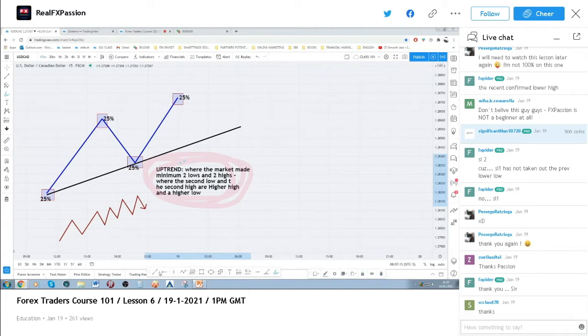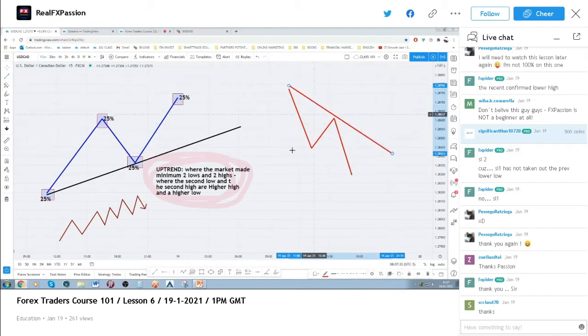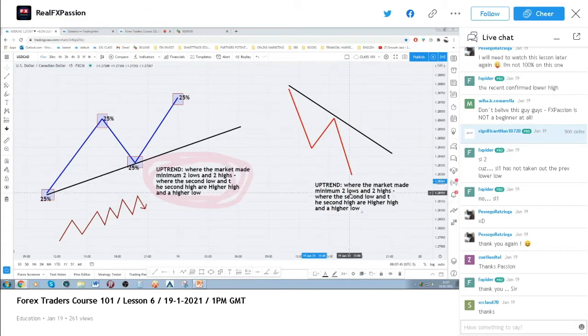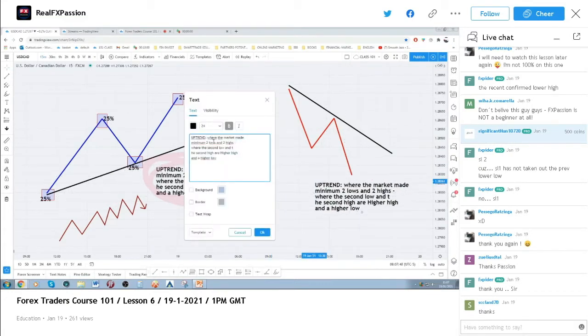Okay, now easy stuff, right? Nothing so special. Well, if this is an uptrend, what is a downtrend then? Same story, just in the opposite direction. We are going to have two highs, and a trend line that is going to confirm it. We are going to have two highs and lows, and we can clone, right? Clone and double click. So we're going to change here to downtrend.